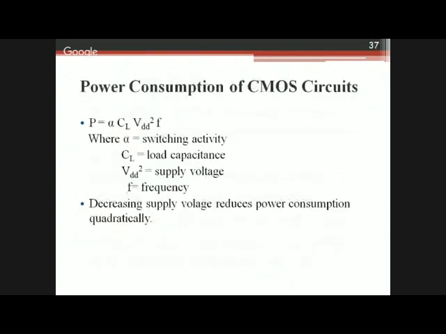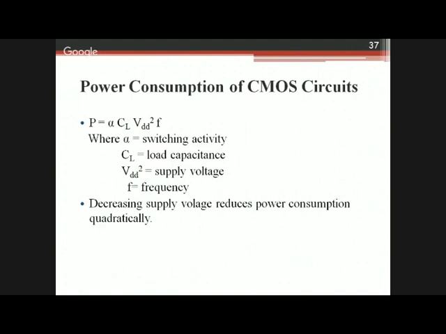This is one of the mathematical expressions which tells you how power is consumed in CMOS circuits, and it is given by P = α C_L V_DD² F. Alpha is the switching activity, C_L is the load capacitance, but the important thing here is V_DD, the supply voltage. The power consumed depends directly on the supply voltage, and directly on the frequency.